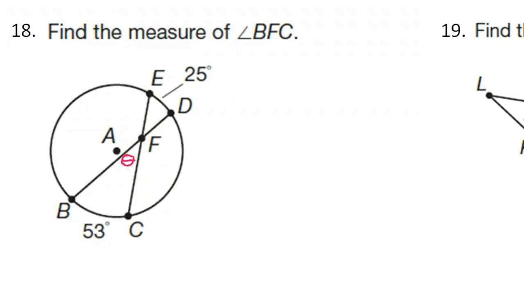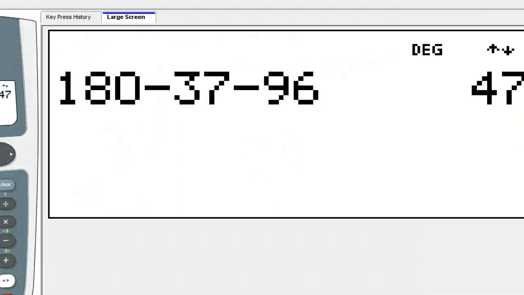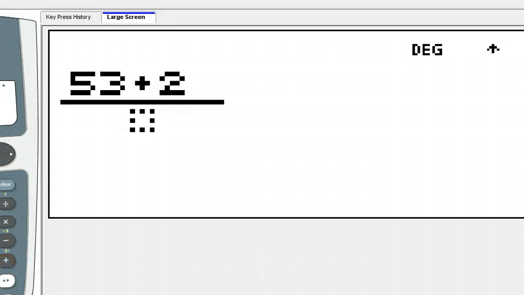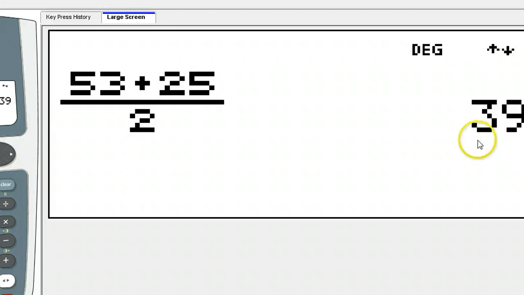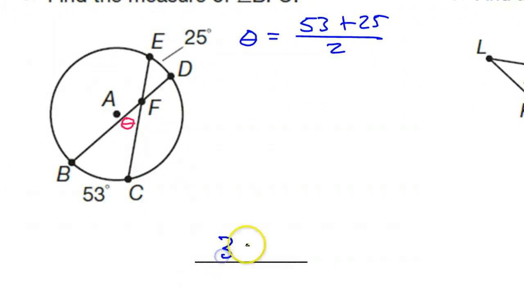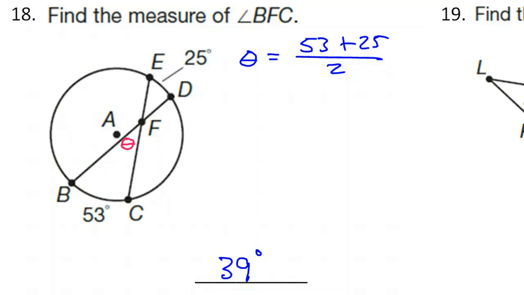So this is going to be a straightforward application of that formula. The angle is going to equal arc plus arc divided by 2. 39 degrees. I have a place to write that? Yeah, looks like I do. 39 degrees. Alright, that's it for number 18.